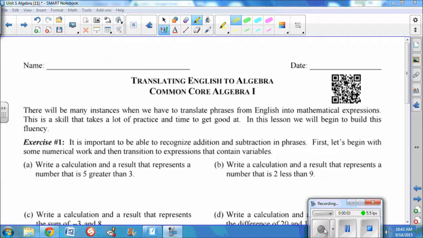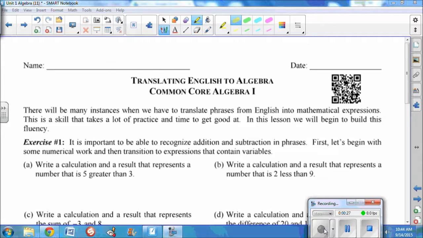Translating English to algebra. It's going to be important to be able to take something written as an English sentence, pick out the math key phrases, and do any sort of calculation, write any type of equation or inequality, whatever they may be asking. So essentially, going from the English sentence to the math sentence.